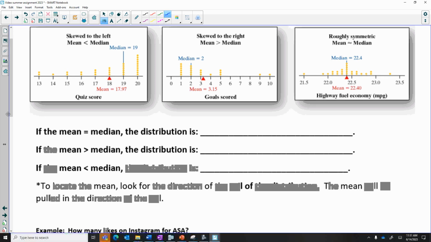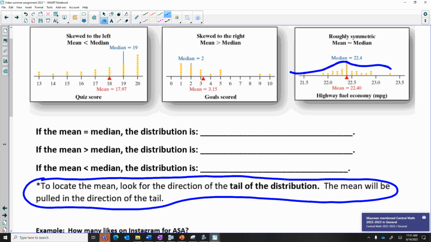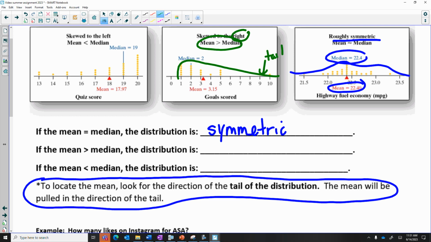To locate the mean, look for the direction of the tail. The mean will be pulled in the direction of the tail or the direction of the skew. Okay, so if the mean is exactly equal to the median, or approximately equal to the median, then the graph is approximately symmetric. If it's exactly equal to the median, then it is symmetric. And if it's approximately equal to the median, it's approximately symmetric. If the mean is greater than the median, then the mean is getting pulled to the right. So then it is skewed right because the tail is on the right. So the mean got pulled to the right, skewed right.